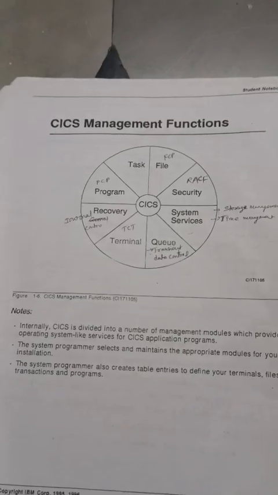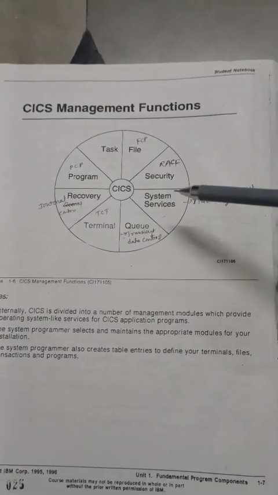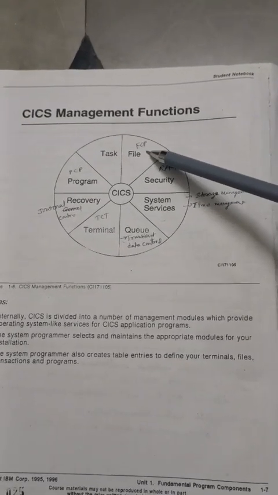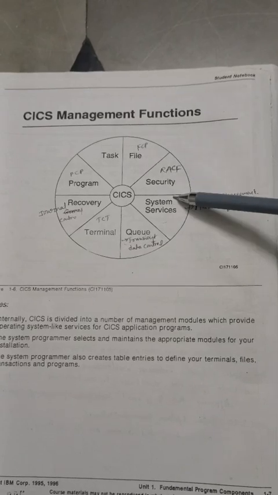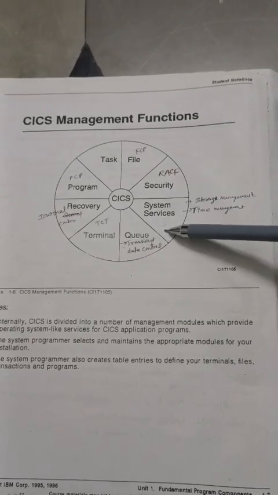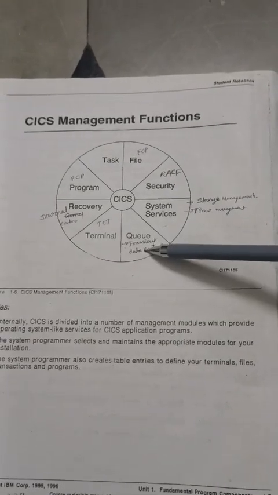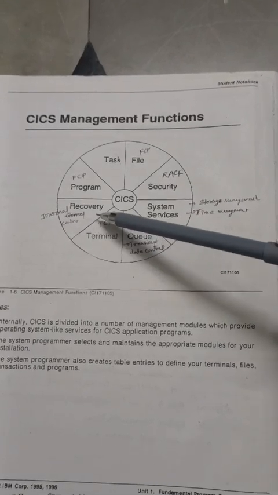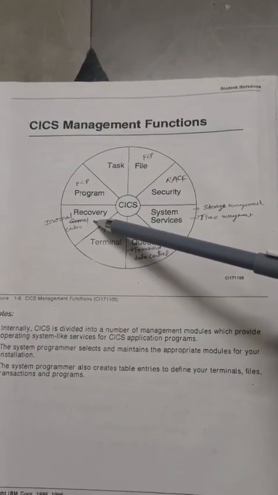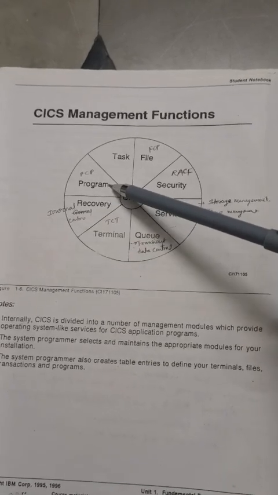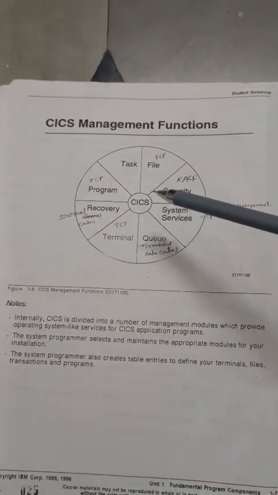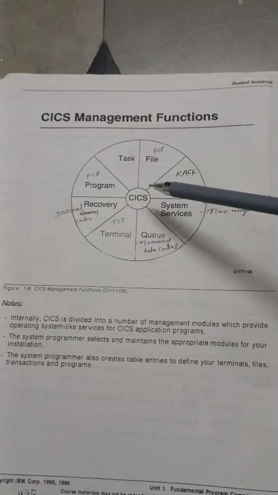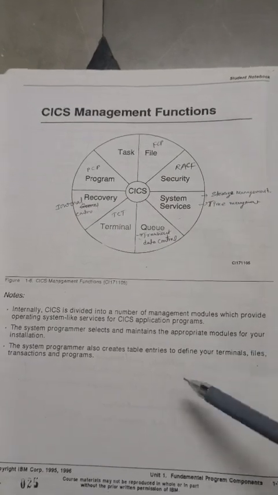These are the main CICS management functions. What will the management functions do? They validate the files, check the security and system services, and handle the queues. They cover what queue support there is, what terminals it has, how we can do recovery, and what the programs are. These are mainly what the CICS management functions involve.